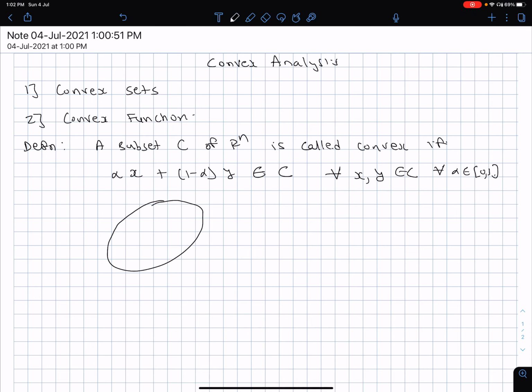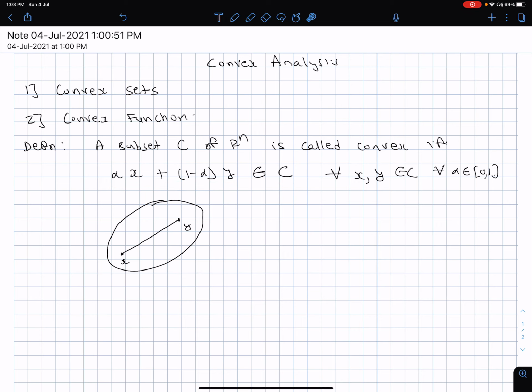Why? Because if I take 2 points x and y in this set C, so this is my set C, and then consider a line segment joining these x and y. Okay, so I consider the line segment joining x and y. Then what I want is this complete line segment should belong to set C, which is what is happening. Now the question is, how does this represent the complete line segment?